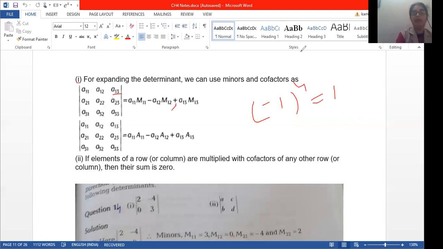Then a13 multiplied by, again leaving this row and this column, you are left with this determinant, which is M13. Same way, if you are talking about cofactors, it will come the same way. Next, just come to the question, then you will understand in a better way.